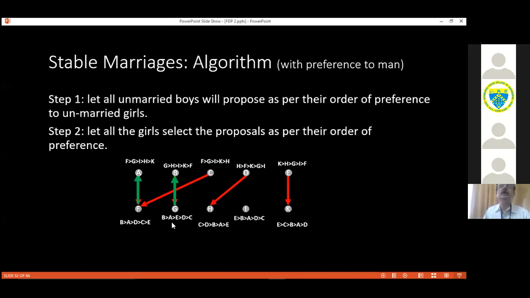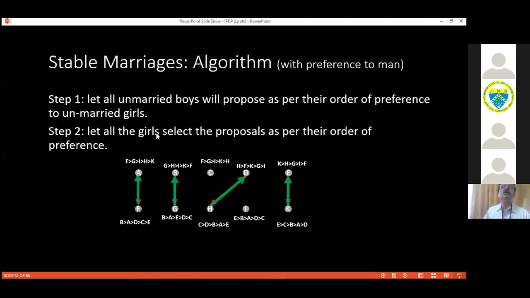Ultimately, here also G will prefer B. H has no option, only one proposal. She has to, there is no other choice. Now this marriage will take place. Once a marriage takes place, no one else should propose to them. Now A and F are matched, B and G are matched. Only C is unmatched now.